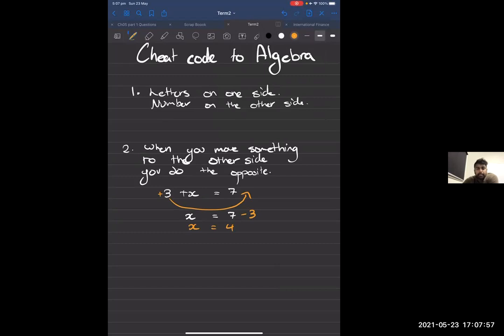Anyone who missed that, make sure you write this down, or you can take a screenshot. This is a cheat code to algebra. You can do most algebraic questions with these 2 cheat codes, right? Rule number 1 is letters on one side, numbers on the other side. And rule number 2 is when you move something to the other side, you do the opposite, okay? I'll give you 5 seconds to screenshot this, but otherwise you can always watch this video again on YouTube.